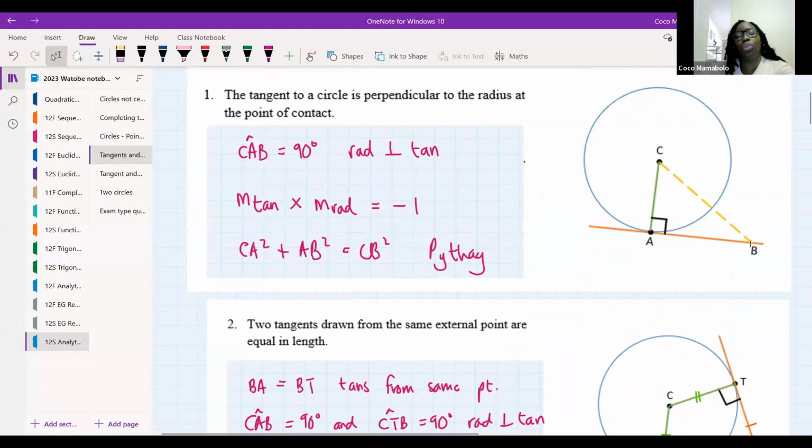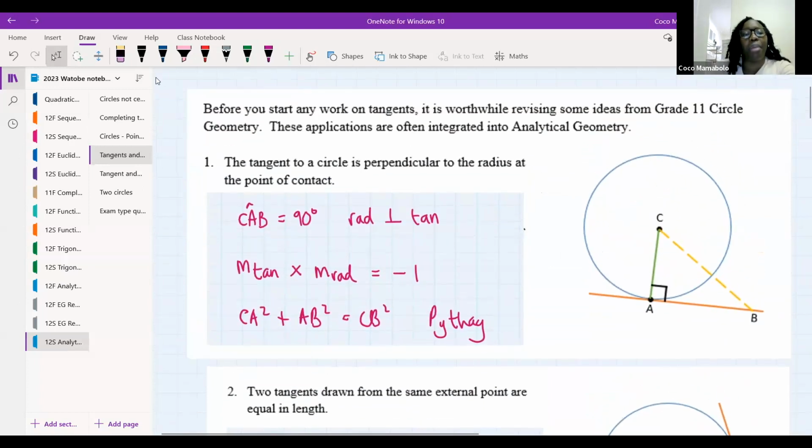All right, so who can remind us, by the way? Does anybody remember what is a tangent? Who has a definition of a tangent for us? Yes, Katleho. A line that touches the circle on one point. Excellent. Good. Yes, that's exactly it.